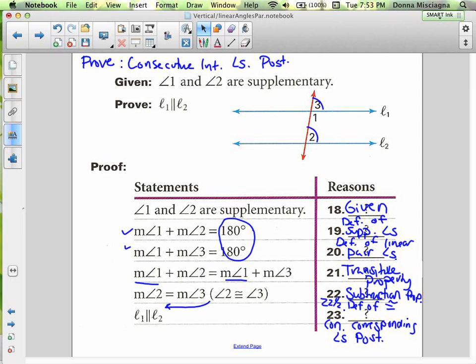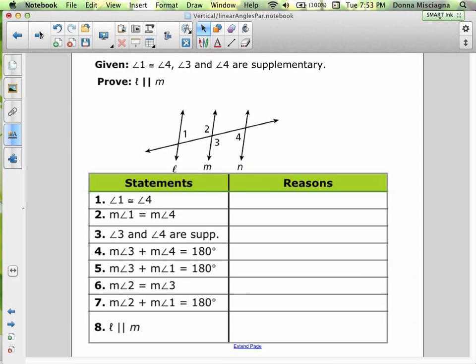So how many of those did you know? Hopefully you knew a whole bunch of them, because a little later on this week, you're going to be completing your own proofs without me. Well, maybe I'll help you. All right, so here's another one. We have the statements and not the reasons. So we're going to fill in the reasons here.